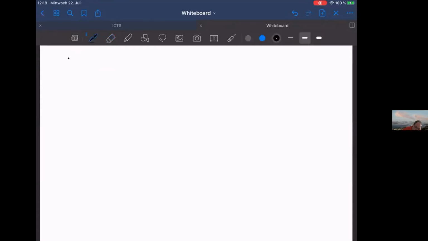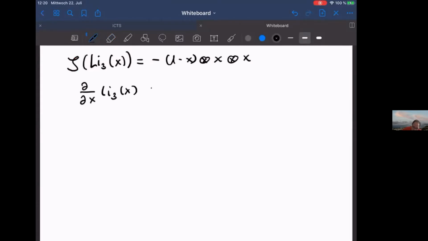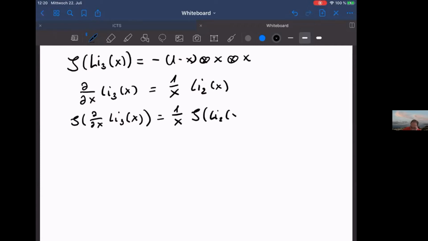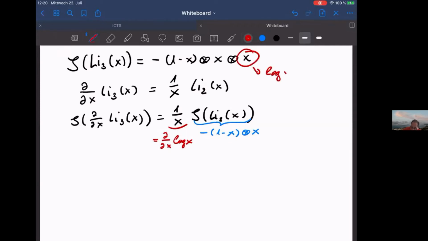So the symbol of Li3 of x is minus 1 minus x tensor x tensor x. The first derivative of Li3 is 1 over x times Li2 of x. And the symbol of this is 1 over x times the symbol of Li2 of x. And this is minus 1 minus x tensor x. And this is d over dx of log x. So this log x is here, and this guy is here. So for the first entry, it works.